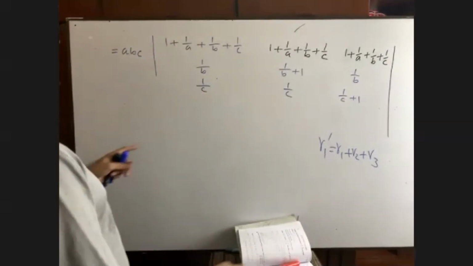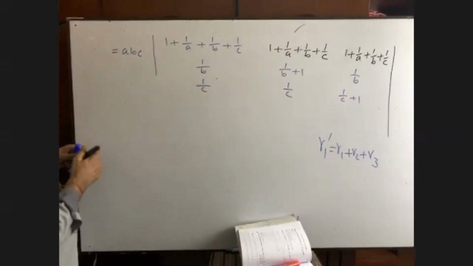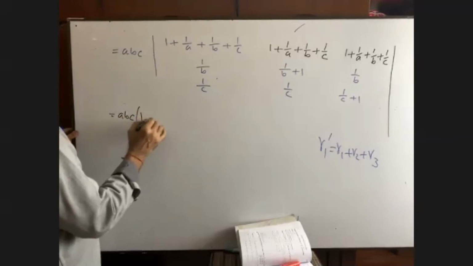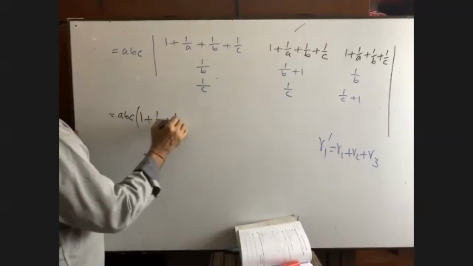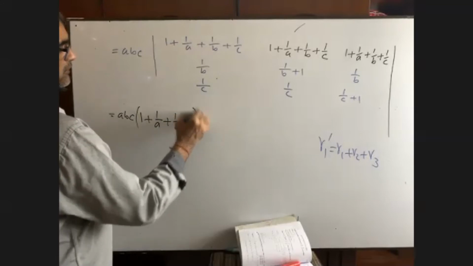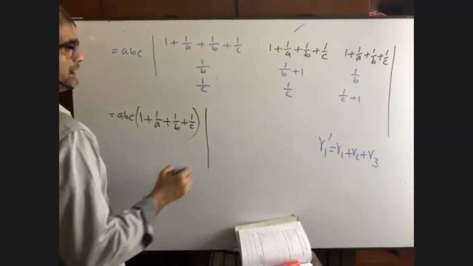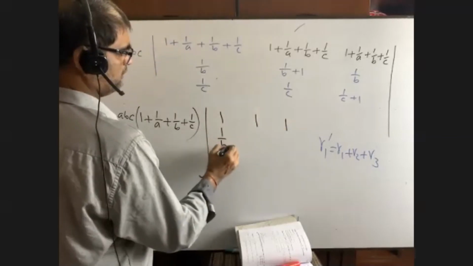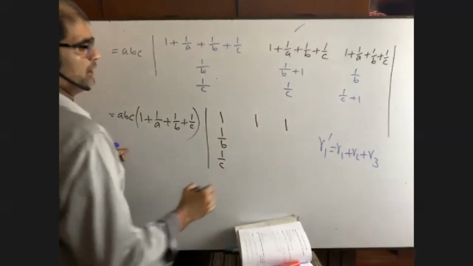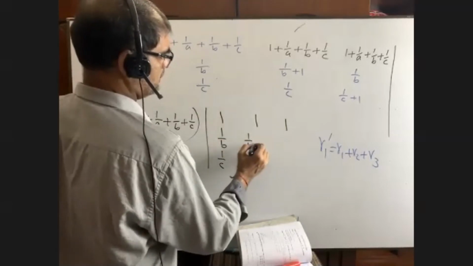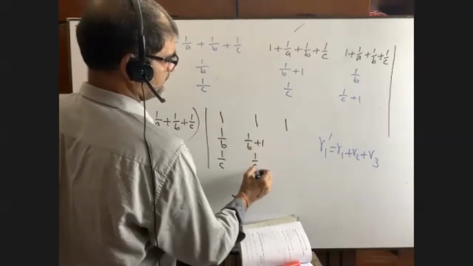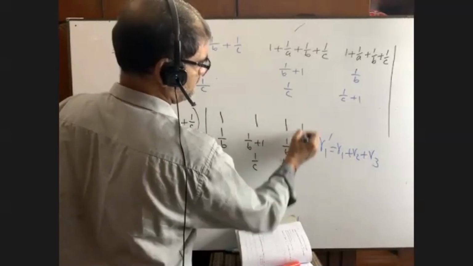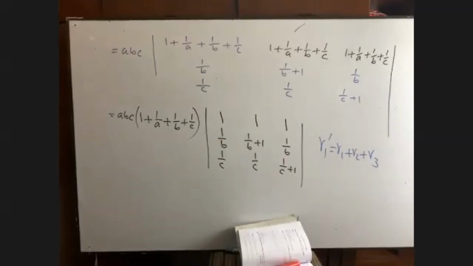Now you see, we have got our answer, right? Easily. It is ABC, and it is 1 plus 1 by A, 1 by B, 1 by C. Now we are lucky that we have got 1 on 1. That day I told you our first target is to take 1 on 1. Now you go for subtracting from column to column.